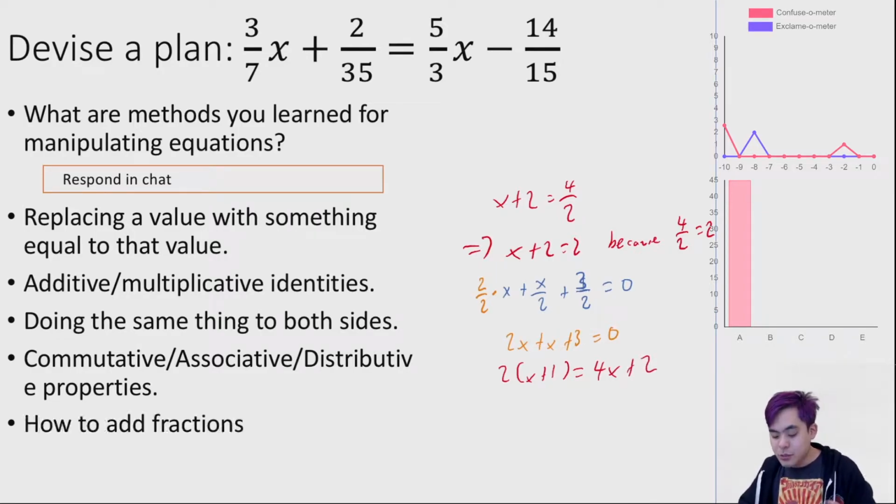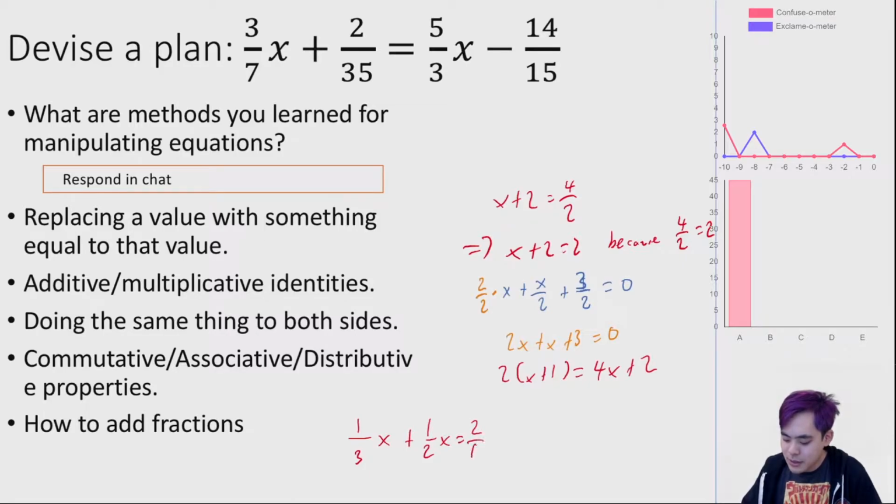And lastly, and this is quite important, and this isn't entirely a separate method, but it is useful to think about it as a separate method, we also have how to add fractions. So 1/3 x plus 1/2 x is equal to 2/6x plus 3/6x, which is equal to 5/6x.